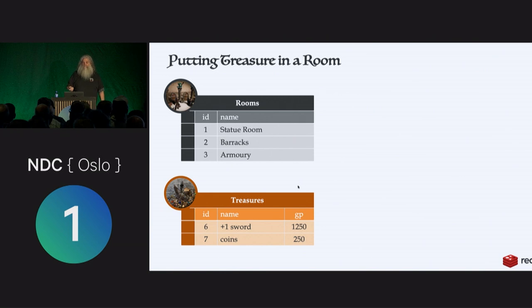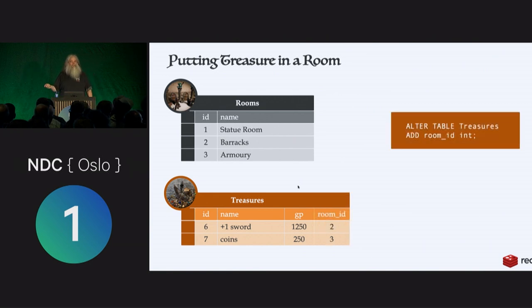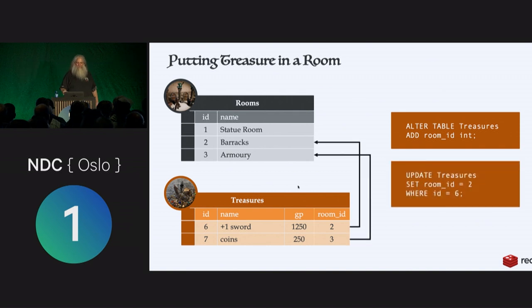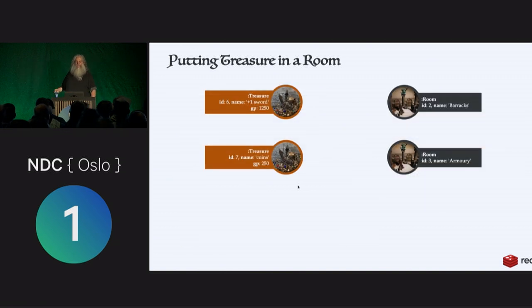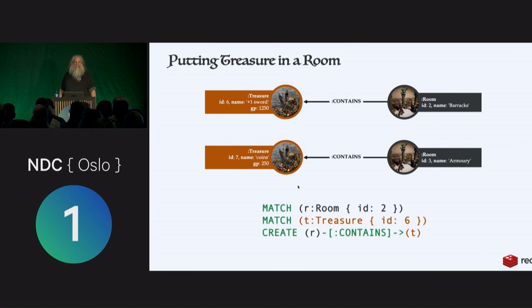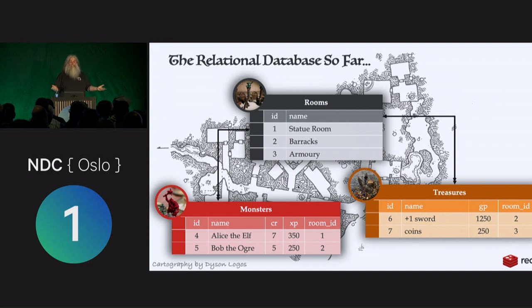Putting treasure in a room is the same deal. I'm a little bit of a completionist and I could not make these slides. But it's the same deal. We're doing a foreign key, we're updating the relationship. And so now our relational database, this is a really common pattern with the relational database, right? We've got a root table with a one-to-many relationship to rooms, to monsters and treasures.